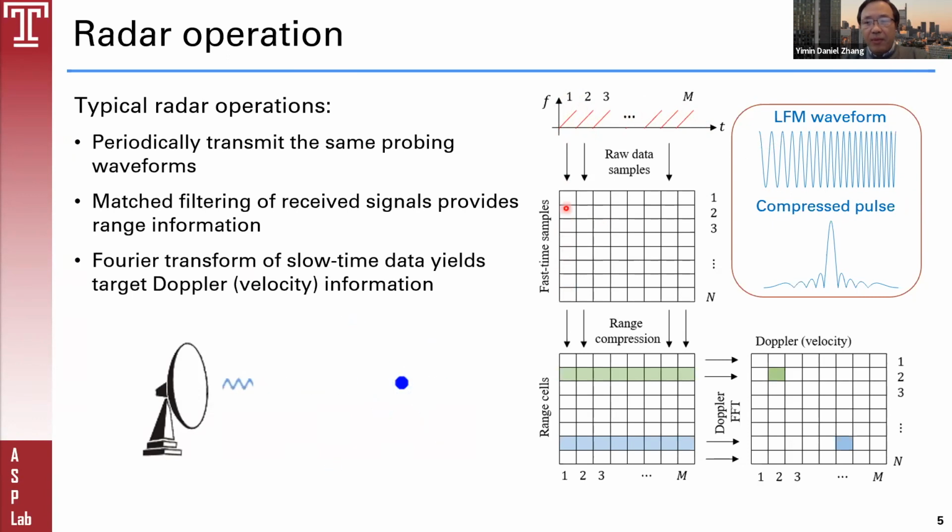And so we sample the signal in the so-called fast time. And then we can perform matched filtering, or in later terminology, pulse compression. As a result, the linear FM signal will be compressed into a narrow pulse. In this way, we can get the range information of the target. And then after that, we do the Fourier transform over the signals received corresponding to different pulses, and then we can get the Doppler information. So for example, in this so-called range-Doppler map, we can see there are two targets and we can identify their range and also their Doppler frequency.